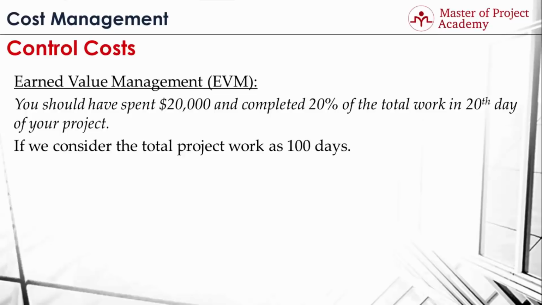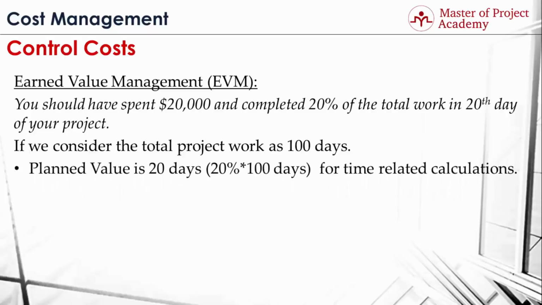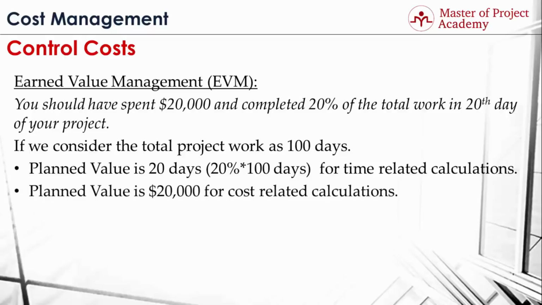Now, let's look at the planned value of this example scenario. You should have spent $20,000 and completed 20% of the total work in the 20th day of your project. This was your initial plan. Therefore, your planned value is 20 days from schedule perspective, which is formed by 20% multiplied by 100 days for time-related calculations. And your planned value is $20,000 for cost-related calculations, because you have planned that you should have spent $100,000. Therefore, your planned value is $20,000 from cost perspective for this scenario.